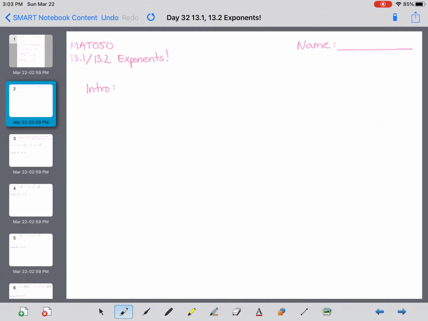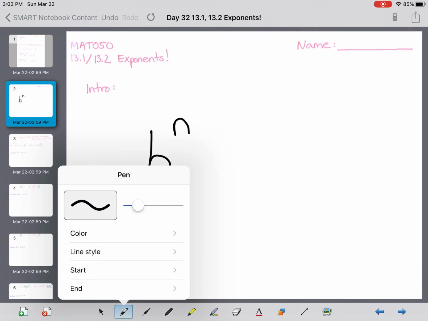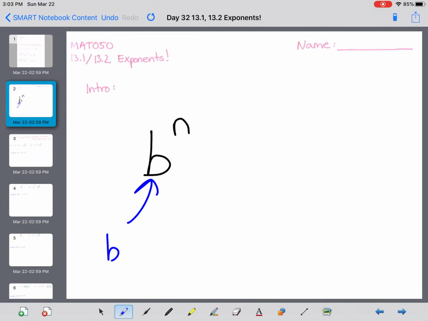I'm going to give you a little introduction here with exponents, and it's going to be pretty short and sweet. So we're going to have b to the n power. Just things to take note of here: b is going to be referred to as your base, and n is going to be the exponent.